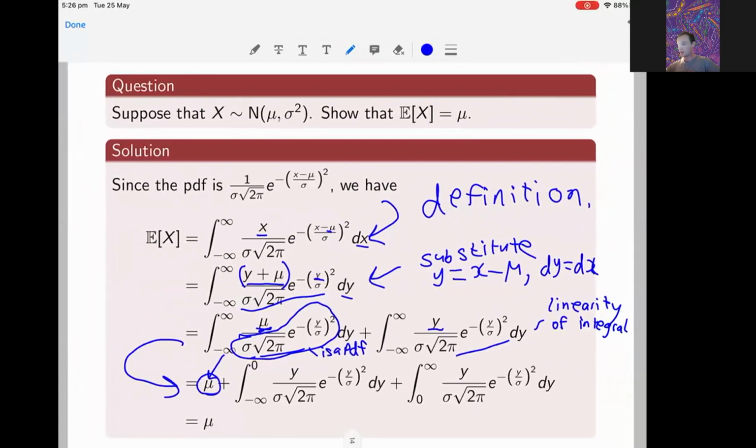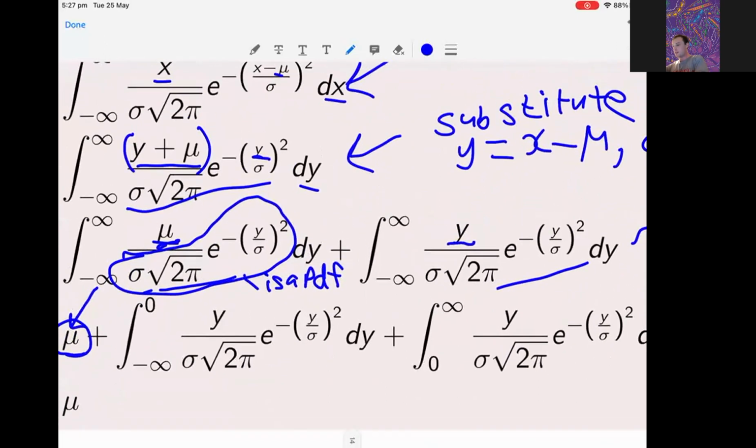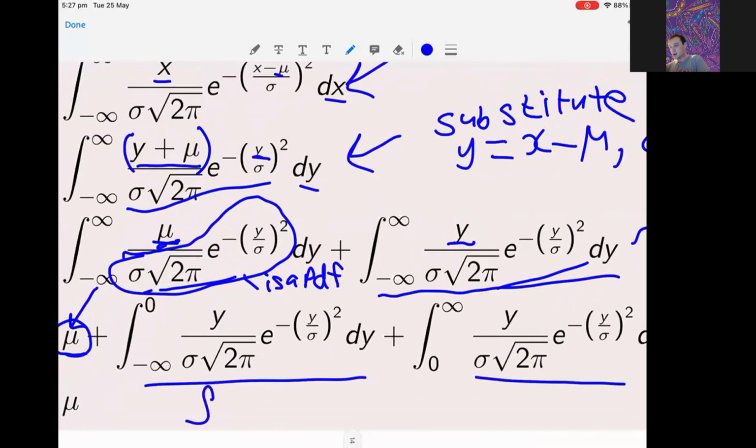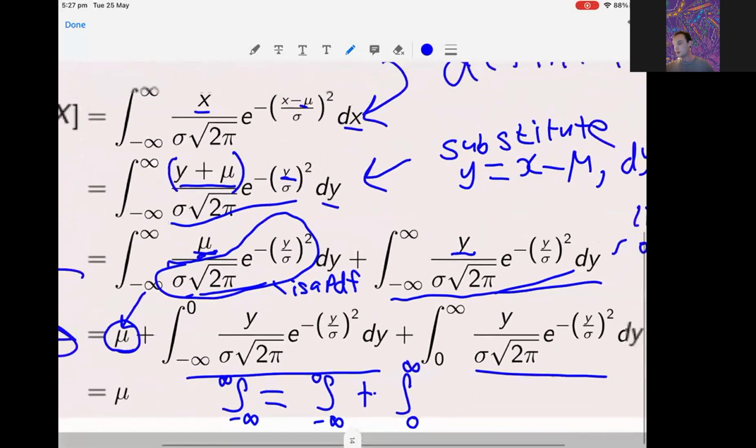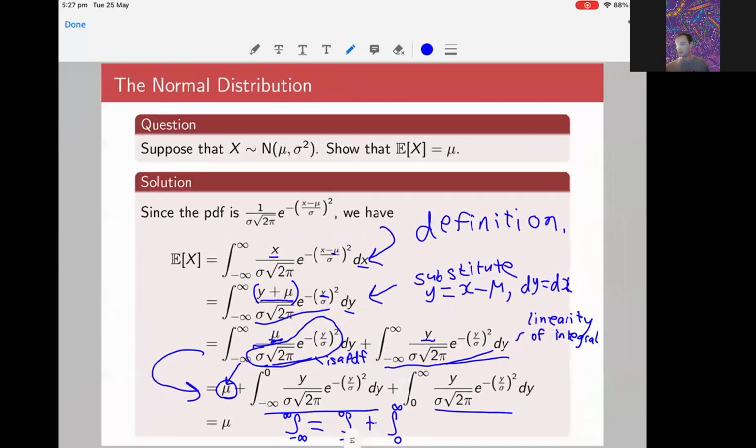What about this next part? Well, what I've done here is split this integral up into 2 integrals. Here I'm just using the result that if you've got an integral, you can break it up as the sum of 2 integrals on a partition. So this is the only thing I've done there. But now I claim that this last line, when I go from here to here, I just get mu. My claim is that the sum of these 2 integrals is actually equal to 0.